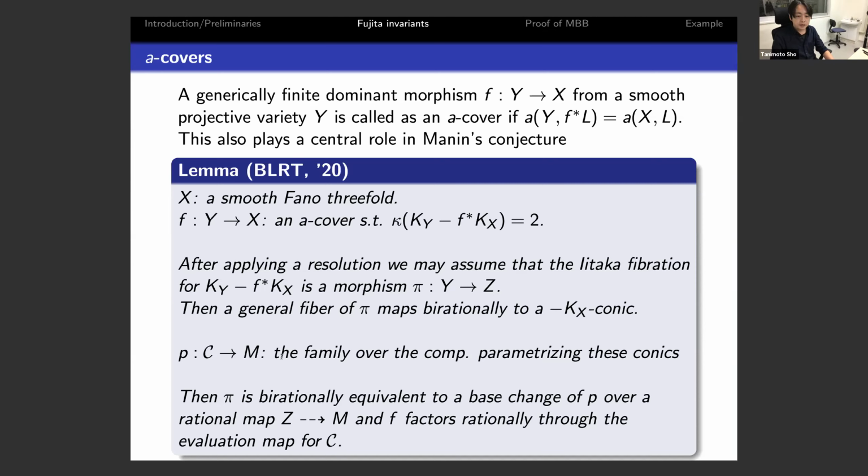In particular, let C over M be the family of a component parametrizing these conics. Then pi is birationally equivalent to the base change of P over some rational map from Z to N, and F factors rationally through the evaluation map for C. So essentially, it's a base change of this family of conics. So that's Iitaka dimension 2.